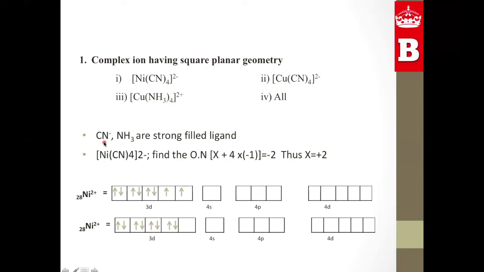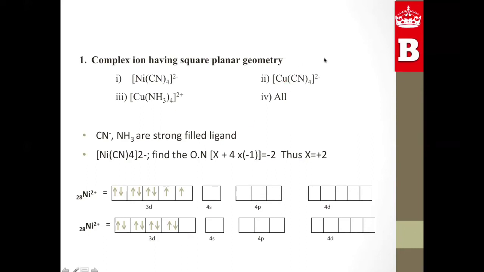Since CN is a strong field ligand, nickel having 4 cyanide ligands will have a square planar geometry. It is possible that a vacant 3d orbital is there, and due to the presence of the vacant d orbital, it can hybridize as dsp2, and the result will be a square planar complex.